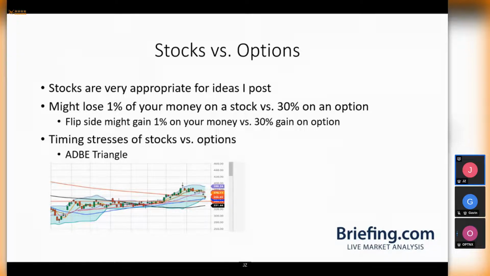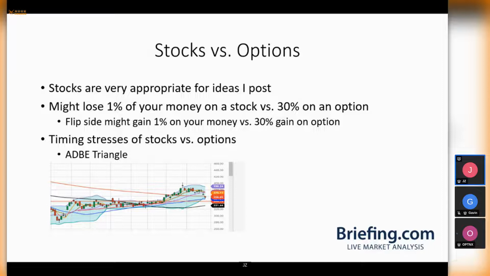And I think the risk profile too. Like I said right there in the slide, you might lose 1% of your money on a stock versus 30% on an option. And when I say 30% on an option too, I'm not talking over a month time frame. It could be 5 minutes, it could be 1 minute. So on the flip side, there's more money to potentially be made there, but there is a lot of risk that's involved.